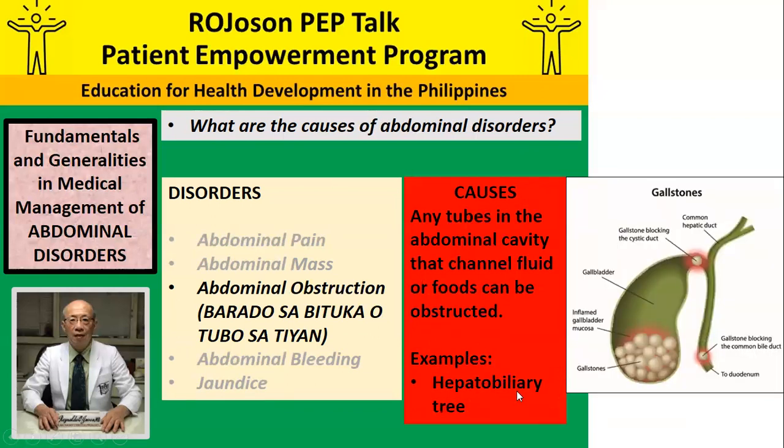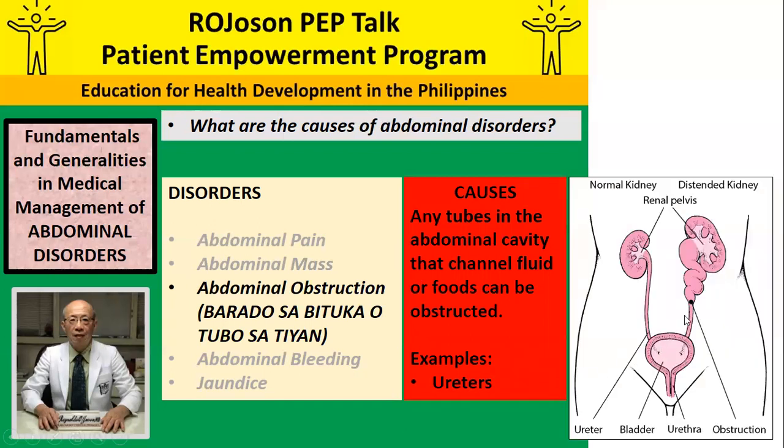Example of a biliary tract obstruction caused by stones. These stones can block the drainage of the bile from the gallbladder, and if they reach the common bile duct, they can also block the common bile duct. Ureter, an example here: obstruction at this level of the ureter causing dilatation of the ureter above it and also the kidney.